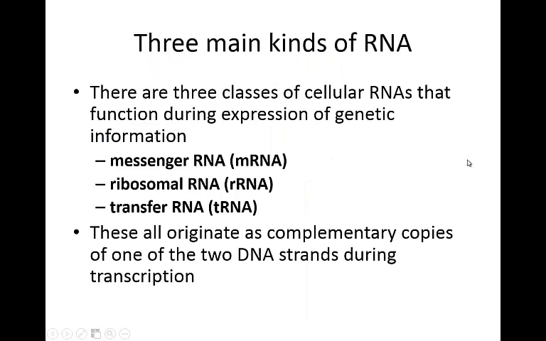There are three main kinds of RNA that we will talk about, and these are all important during expression of genetic information. They're all really, really important for transcription and translation. Messenger RNA, or mRNA, is a copy of the DNA. It originates in the nucleus, it leaves the nucleus, and can go out to the cytoplasm.